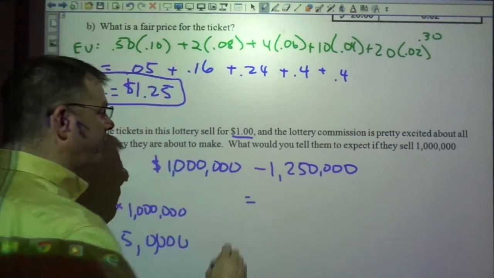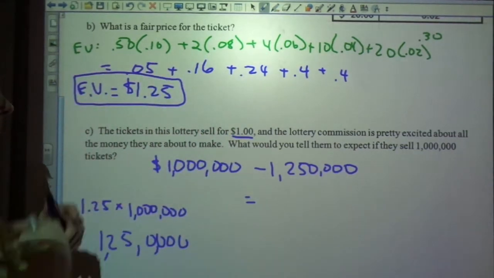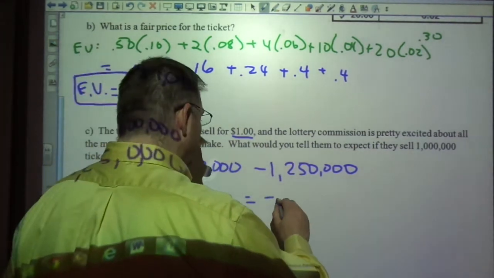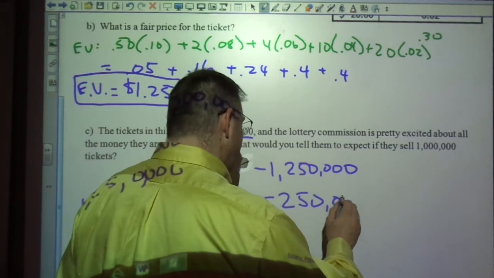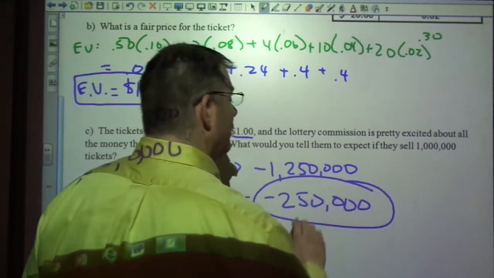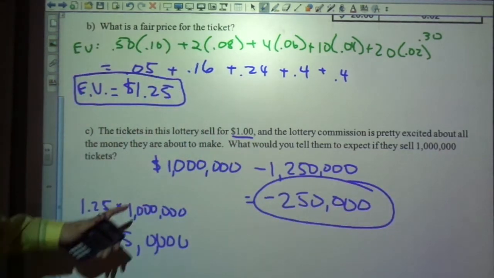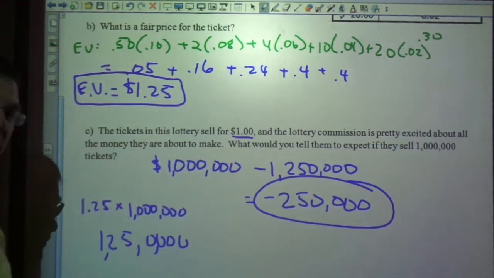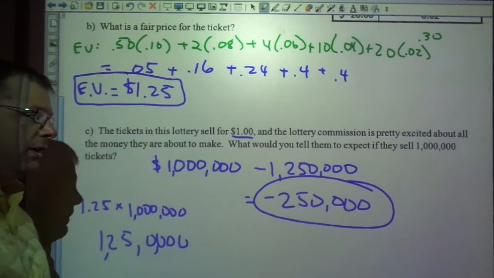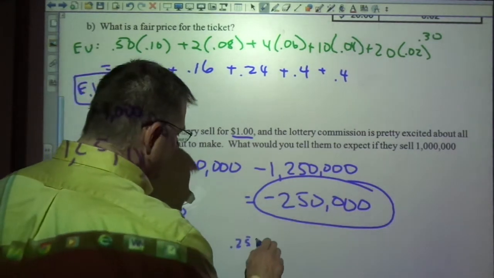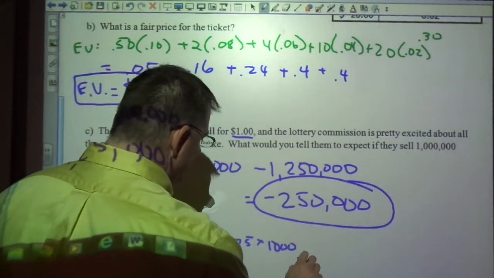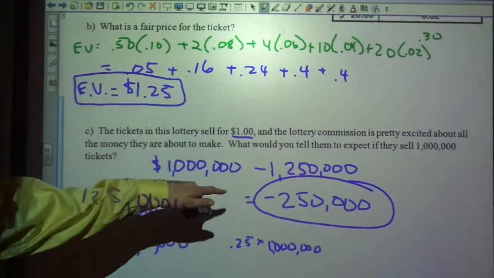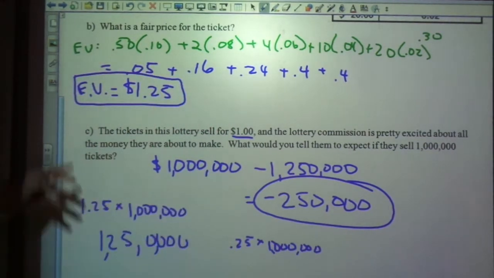So this is not good for them. They're going to bring in $1 million, pay out $1,250,000. So they're going to lose $250,000. Or you could also think, hey, if they're selling it for $1 and they're going to lose $1.25, they're going to lose a quarter on each ticket. So you could also do 25 cents times a million to find out how much they're going to lose altogether. Bad lottery for them. They're going to lose money on this lottery.